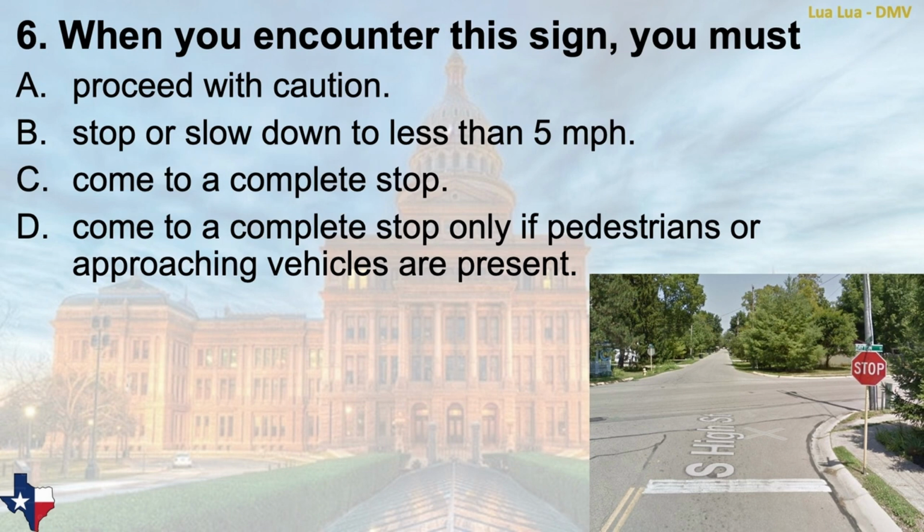Question 6. When you encounter this sign, you must A. Proceed with caution. B. Stop or slow down to less than 5 miles per hour. C. Come to a complete stop. D. Come to a complete stop only if pedestrians or approaching vehicles are present. The correct answer is C. Come to a complete stop.